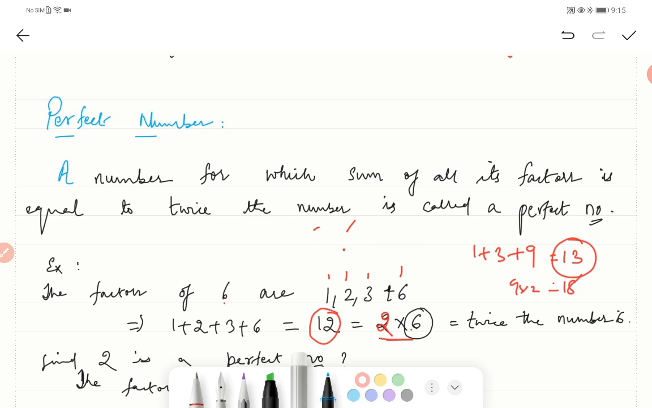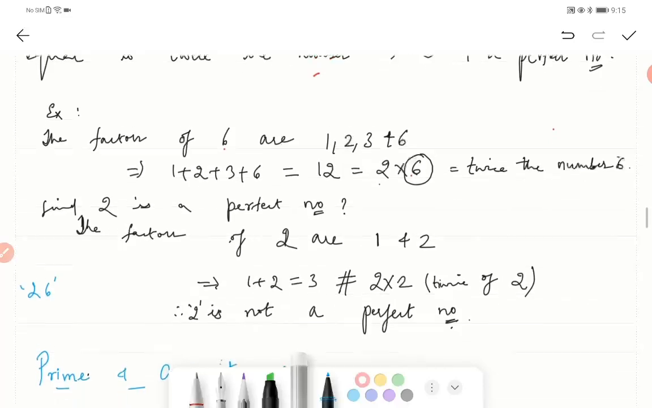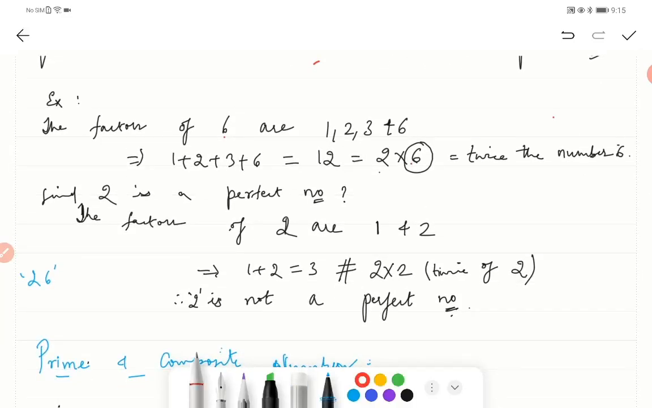What would be the next perfect number? Try to just find it. Okay, I want you all to try to find which would be the perfect number after 6. Even 5 can't be a perfect number because you have factors of 5 as 1 and 5. If you add 5 plus 1, it is 6. So 6 is not twice of your 5.